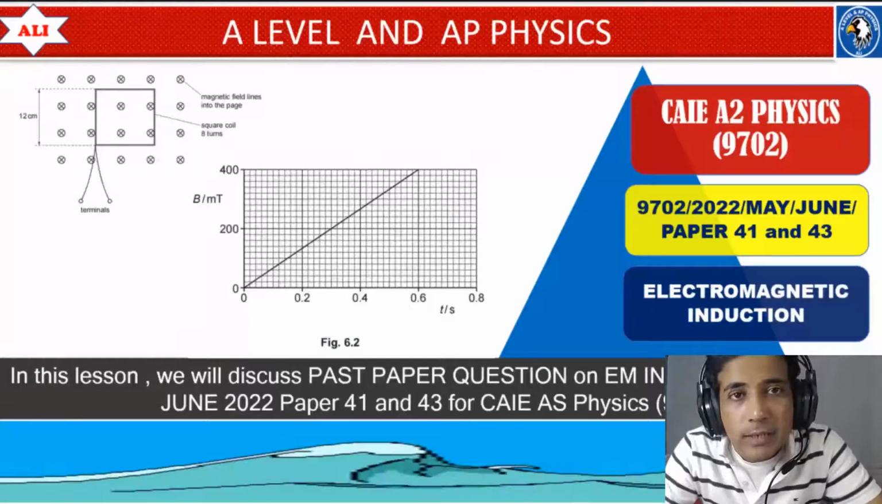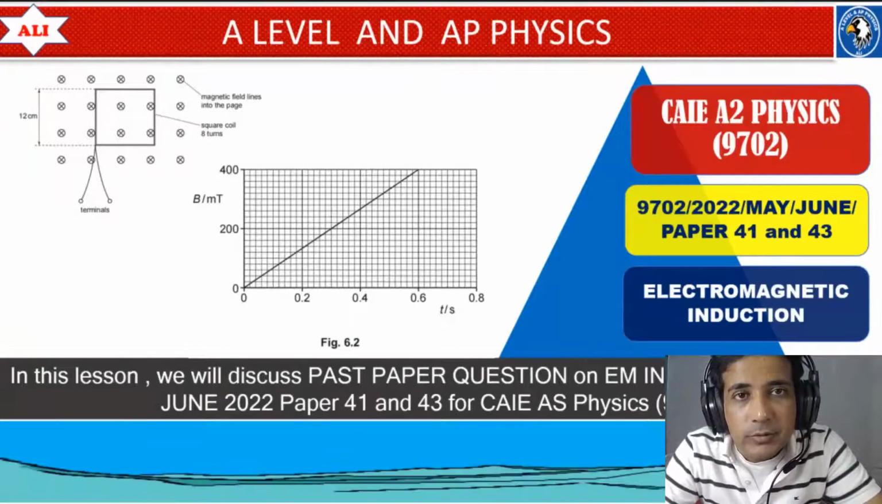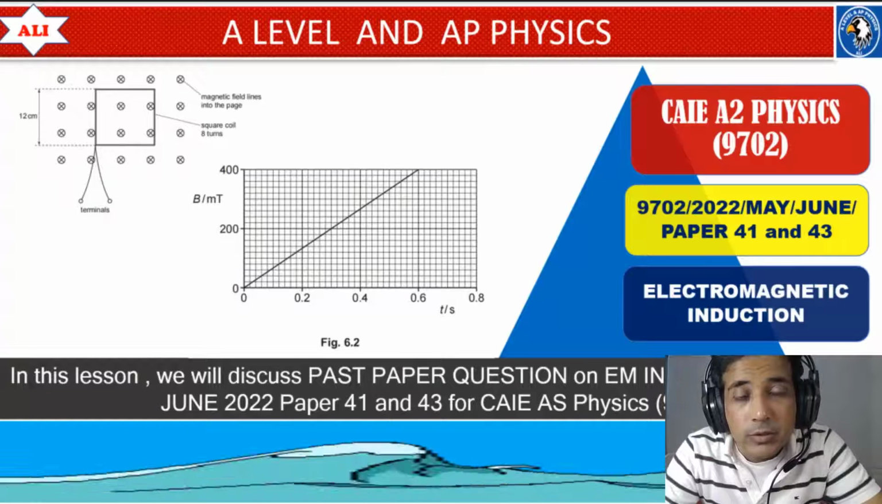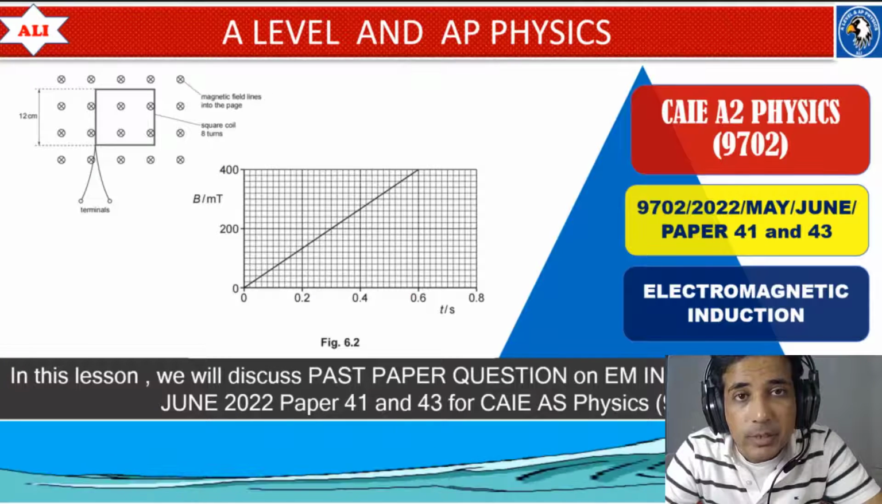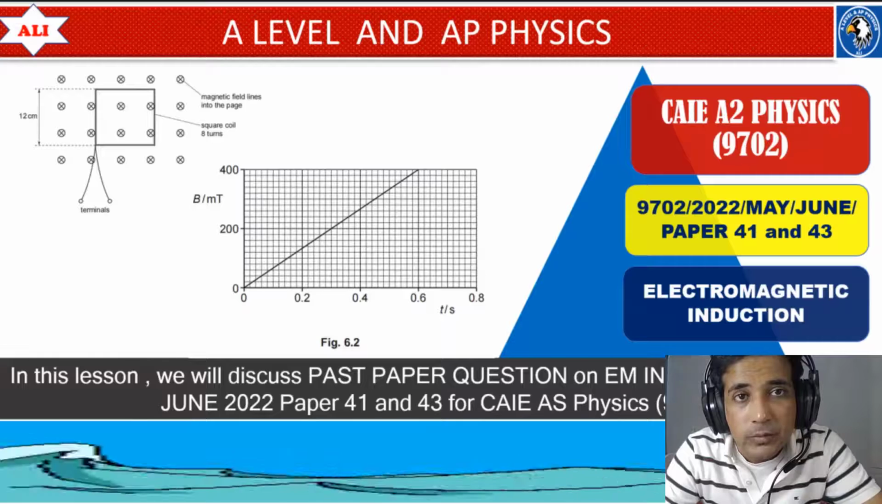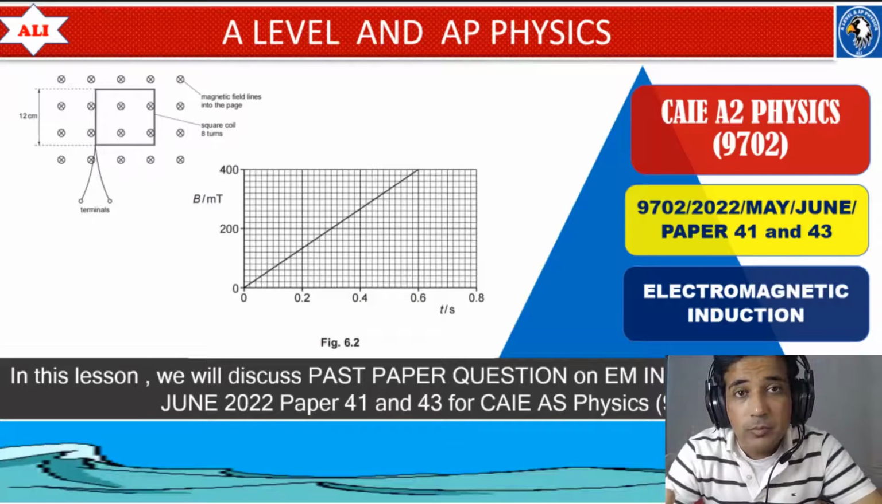Welcome to A-Level and AP Physics. In today's lesson, we will discuss a typical type of question on electromagnetic induction from May June 2022, paper 4, variant 1. In this question, we will talk about magnetic flux.